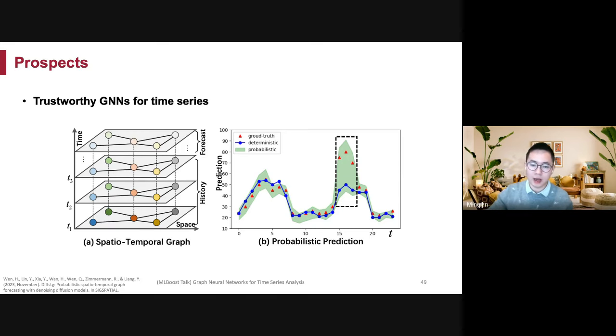Ideally, we could provide, for example, probabilistic predictions to give a range, so that I can have a sense of how confident the model is about its prediction. Or in other ways, we could consider security issues like attacks within spatial temporal graph neural networks for industry time series, because in that case, security is very important, and we could think about these directions.